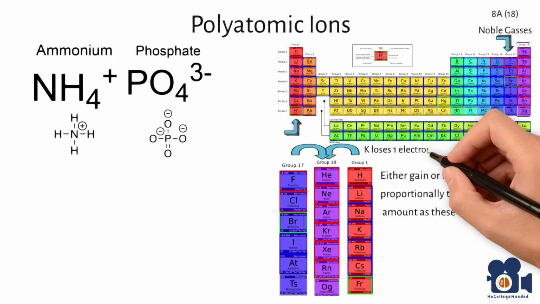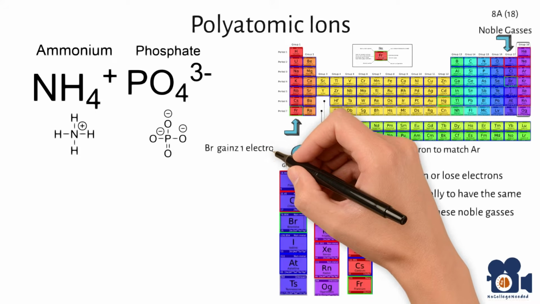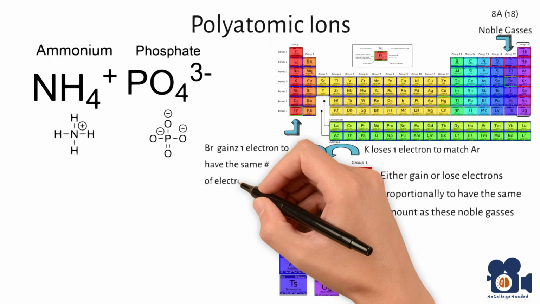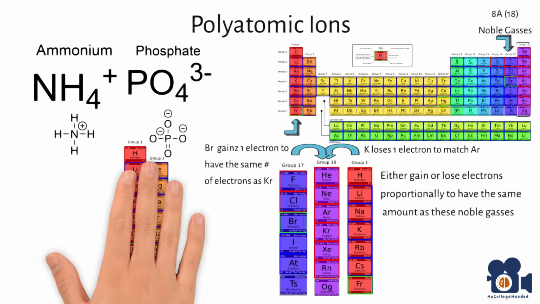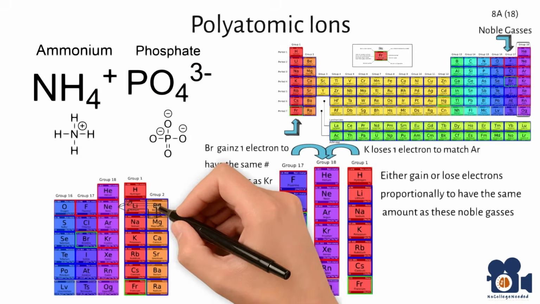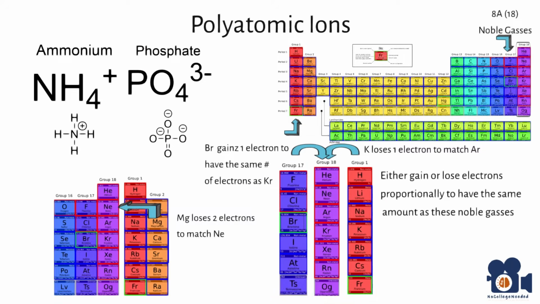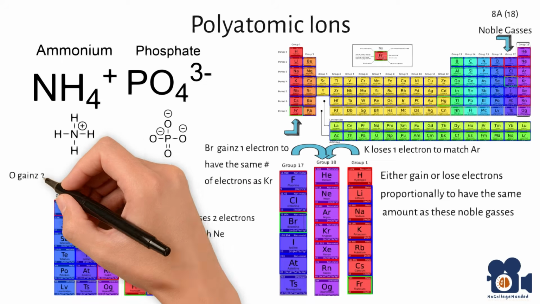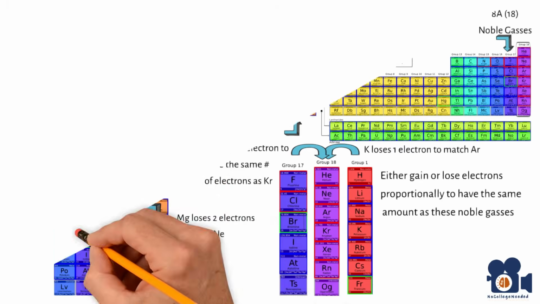Potassium loses 1 electron to have the same number of electrons as argon, Ar, and bromine gains 1 electron to have the same number of electrons as krypton, Kr, which was exactly what we saw in our examples. Keep in mind, elements can gain or lose more than 1 electron to form ions. For example, magnesium, Mg, will lose 2 electrons to have the same number as neon, Ne, and oxygen will gain 2 electrons to have the same number of electrons as neon, Ne.